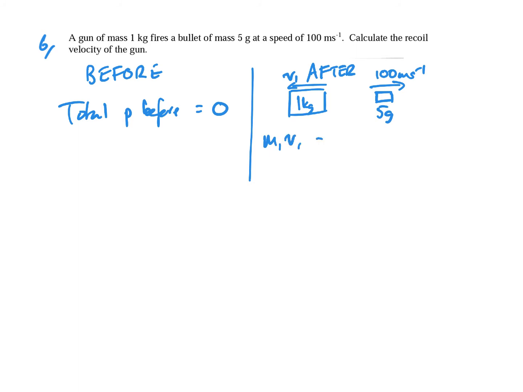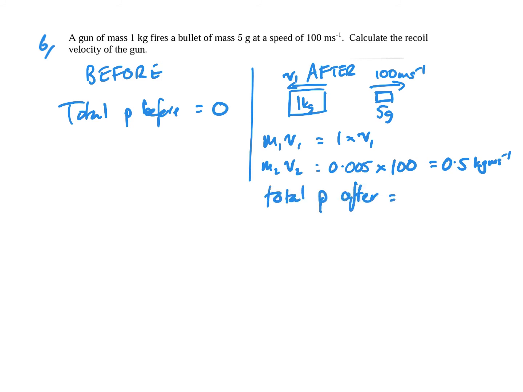So m1 v1 is 1 times v1. m1 is 1 kilogram. m2 v2 is 5 grams, which is 0.005 kilograms. It's our standard unit of mass. Don't actually need to put the unit in the middle of a calculation. You could write that as 5 times 10 to the minus 3 times 100 is 0.5. So total P after equals 1 times v1, which is just v1, plus 0.5.